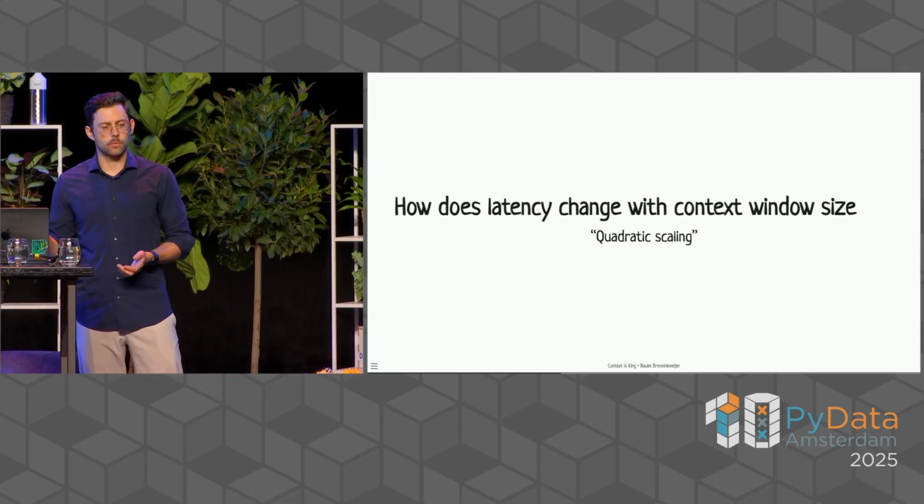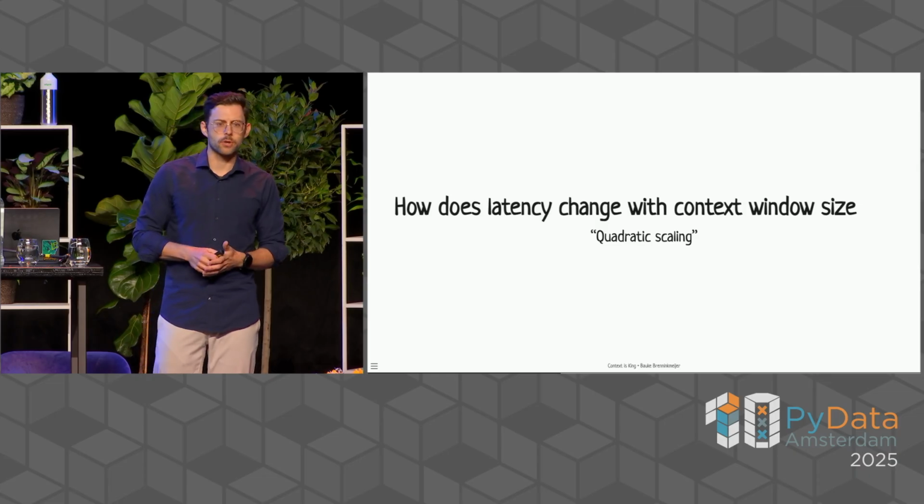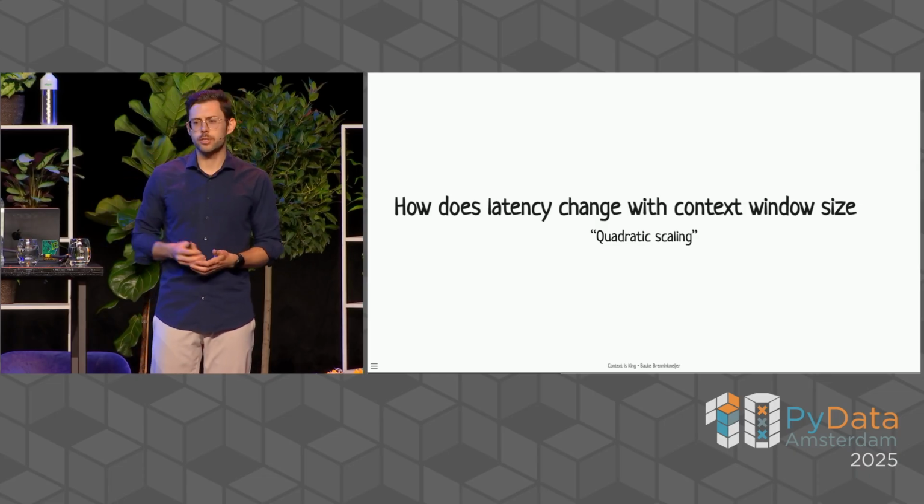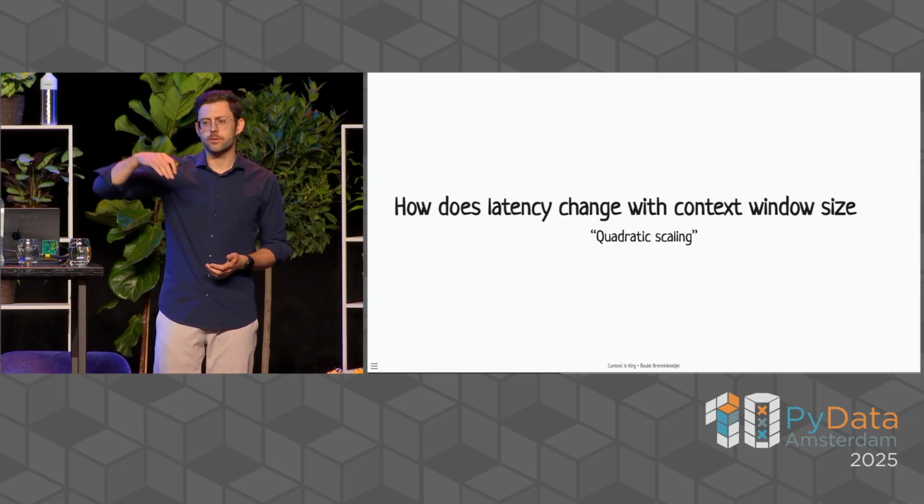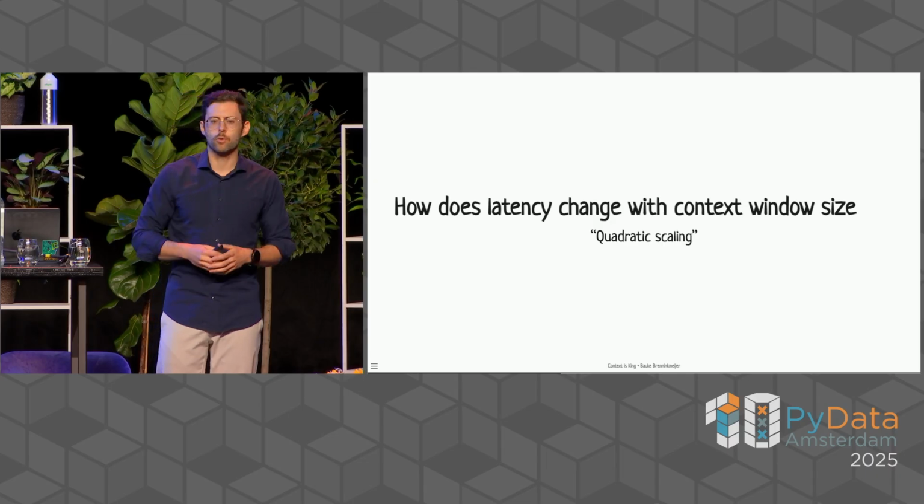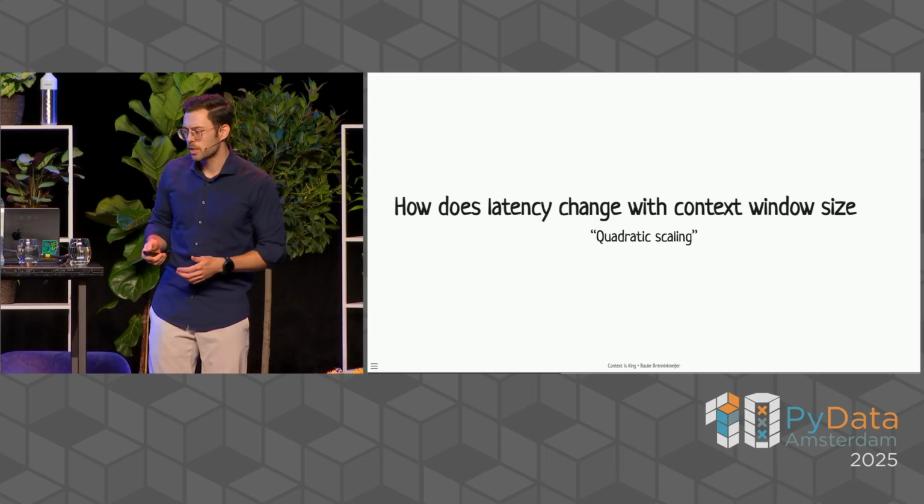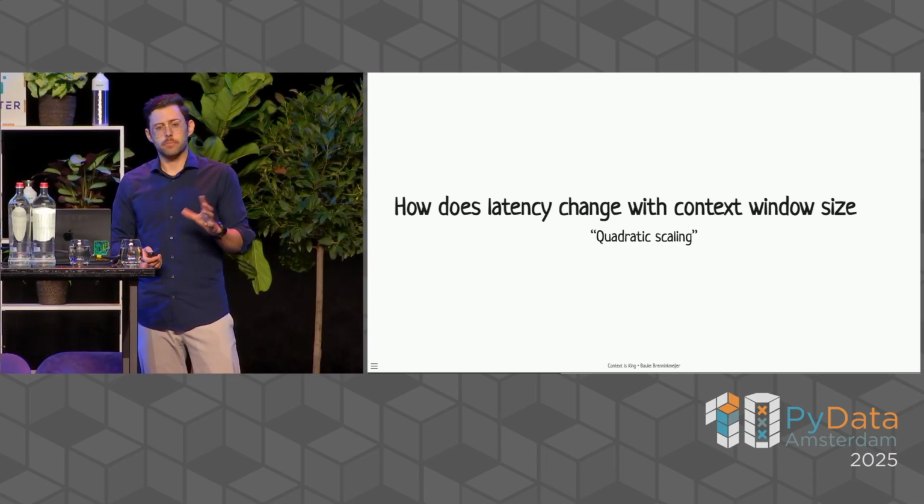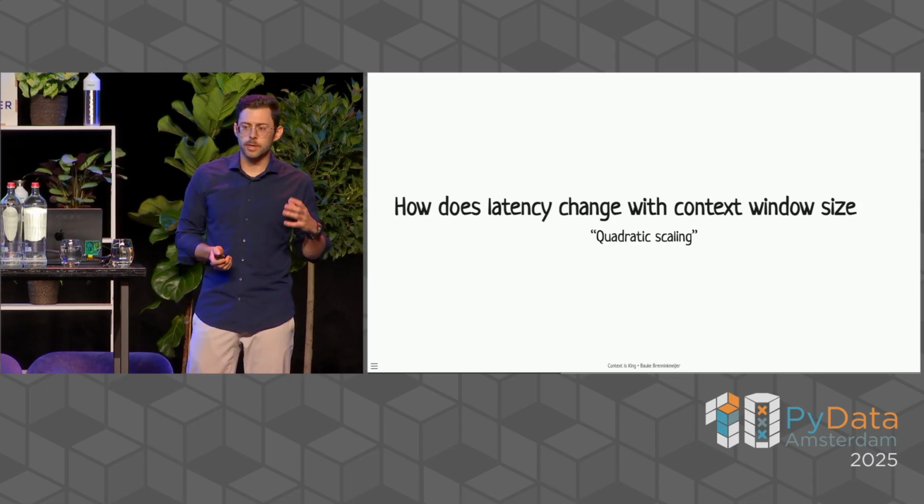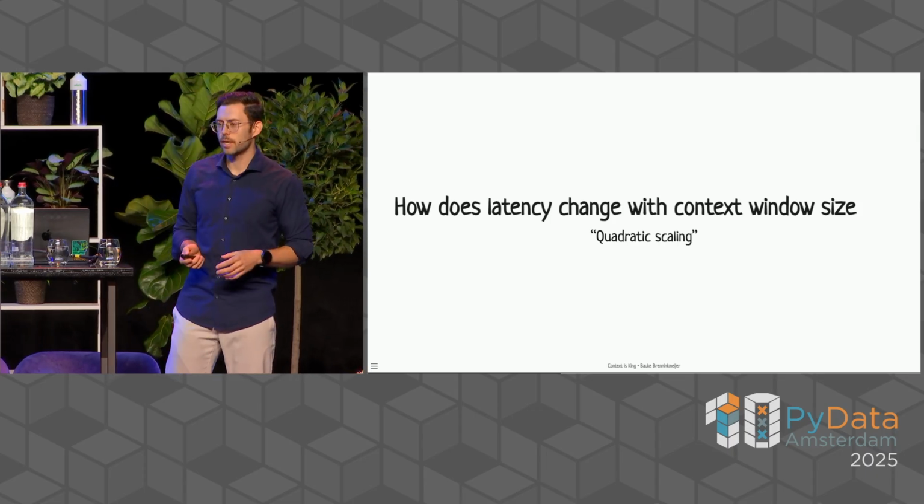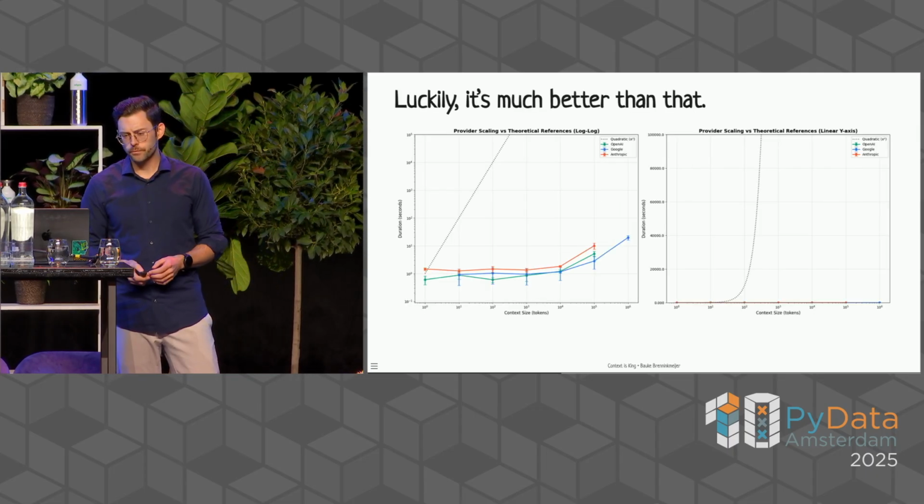And we've heard this term quadratic scaling for LLMs, right? So if the input increases by 10x, then the latency or the processing power required goes up 100x. So the question is, they likely have some engineering tricks to make this better than quadratic scaling. How well did they do?